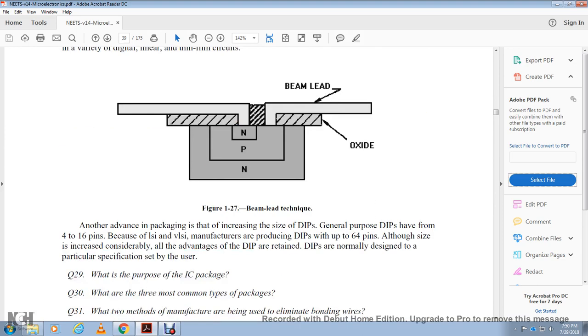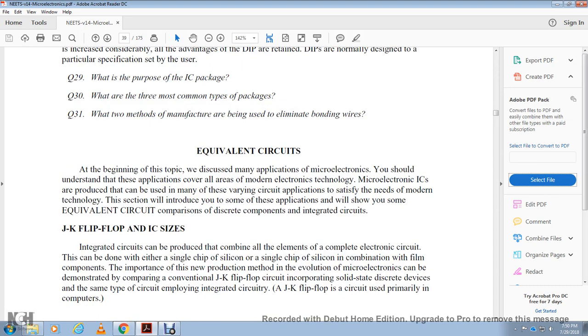Another advantage of the package is increasing use of dual inline packages. The general dual inline packages have been from 4 to 16 pins. Because of large scale and very large scale manufacturing production, dual inline packaging is available with up to 64 pins. Although so, they increase the considerable advantage of the dual inline packaging. Dual inline packaging is normally designed to have a particular specification set by the user.